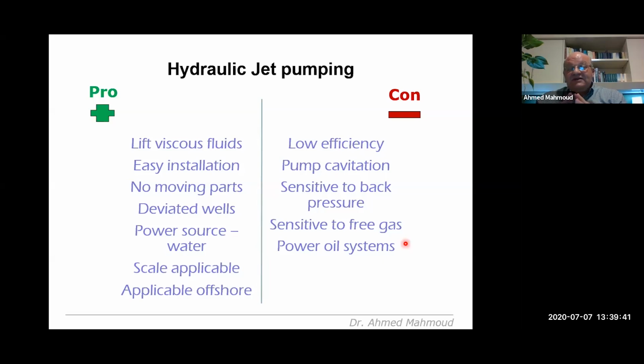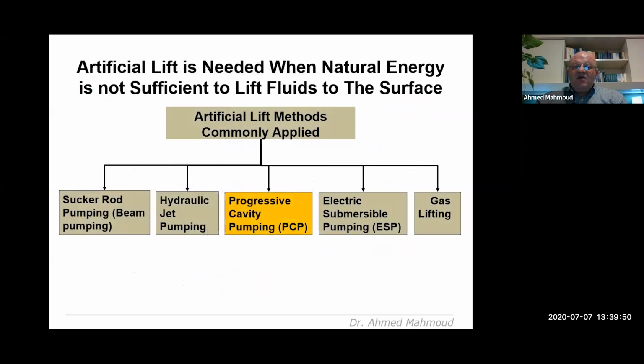And the power oil system, if you need to use it, might be a bit expensive if you are on a tight economic budget. Okay, so let's go on to the next system, which is the progressive cavity pumping.